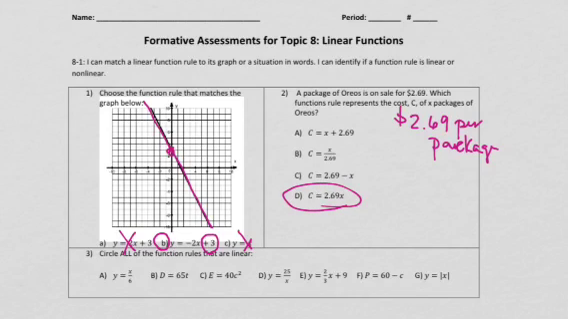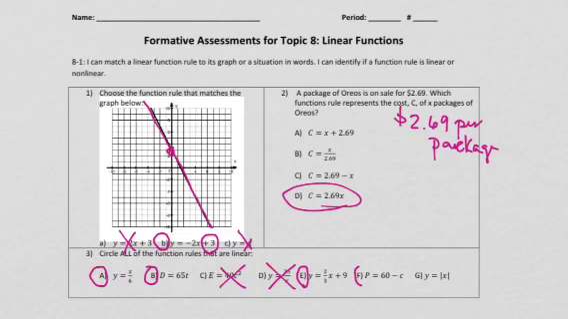For number 3, we're going to circle all the function rules that are linear. A is because the variable is on top and we're allowed to have the variable on top. B is because it could be y equals mx if we change the letters. C is not because of the exponent 2. D is not because the variable is in the denominator. E is because it's in y equals mx plus b form.